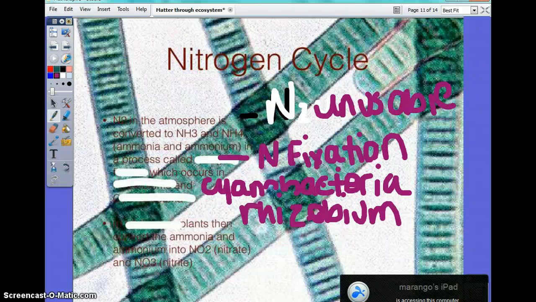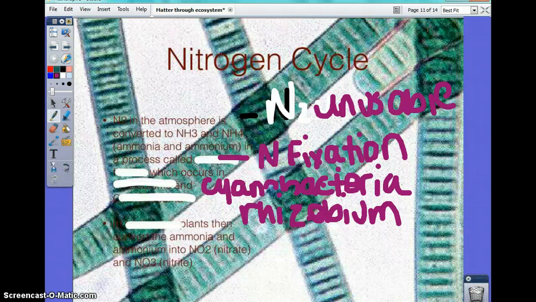So to clarify, nitrogen gas is unusable, 78% of the atmosphere, and it's fixed by two bacteria in the water and in the soil, and they convert it to ammonia and ammonium ions. Okay, so once it has been converted to the usable state of ammonia and ammonium, plants take it in and convert it into nitrate and nitrite. What is this process called? Nitrification. That one's nitrification, good.